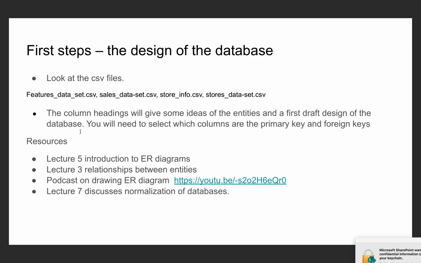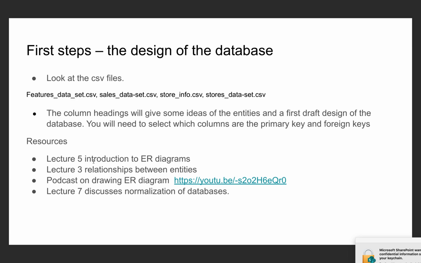So this is what I suggest you do. The first step is to look at the CSV files and look at the column headings, that's the key thing. And this will give you some ideas of the entities and give you a first draft. And then you need to do things like select which columns are the primary keys and foreign keys, and deal with the normalization issues.